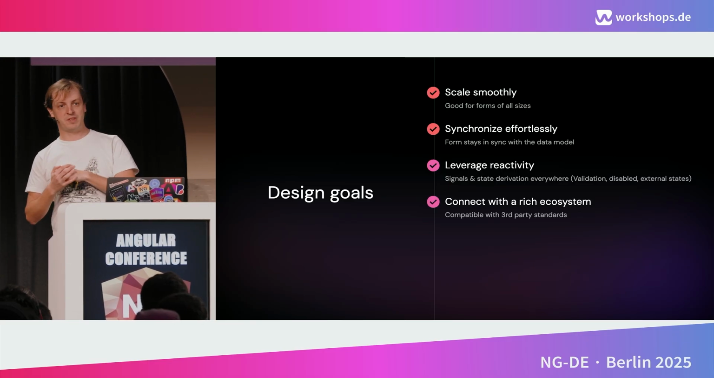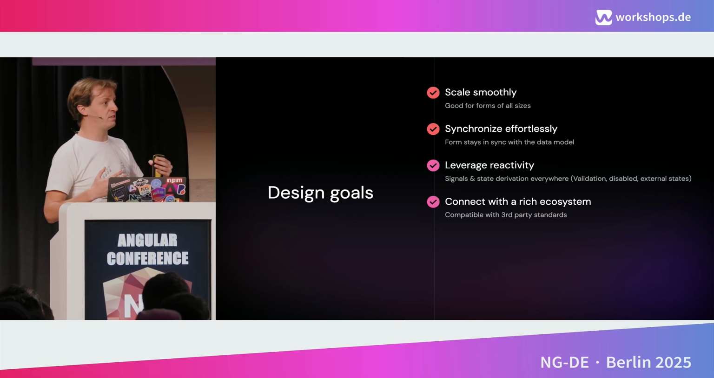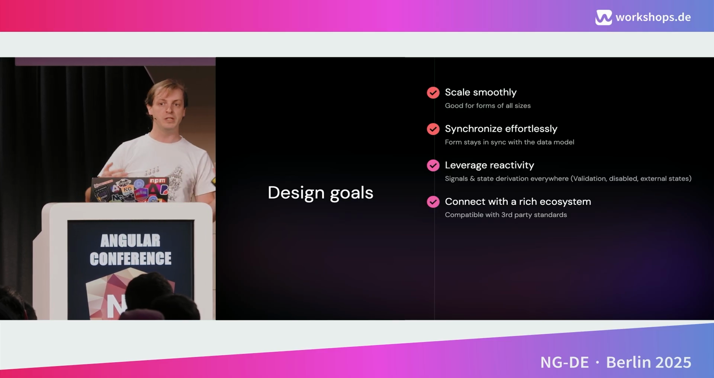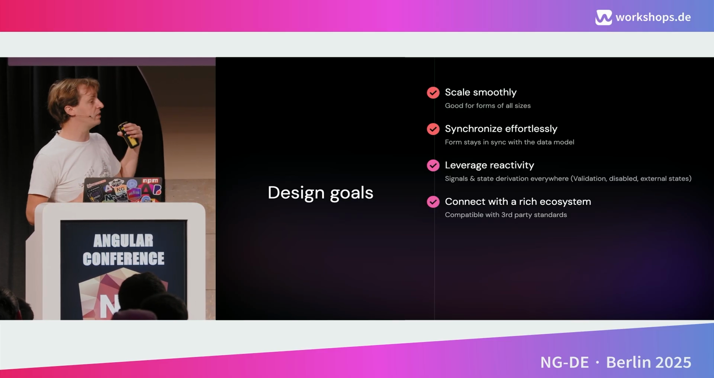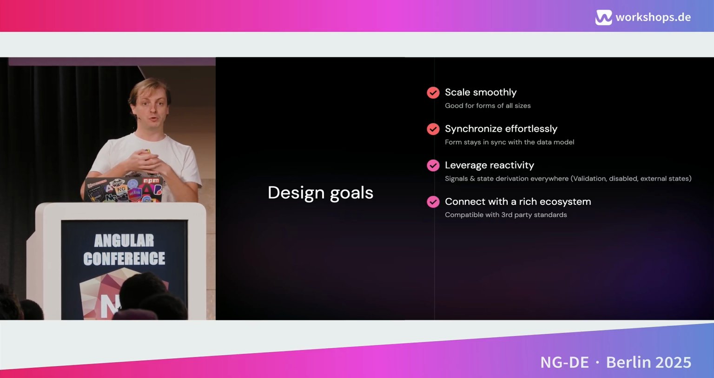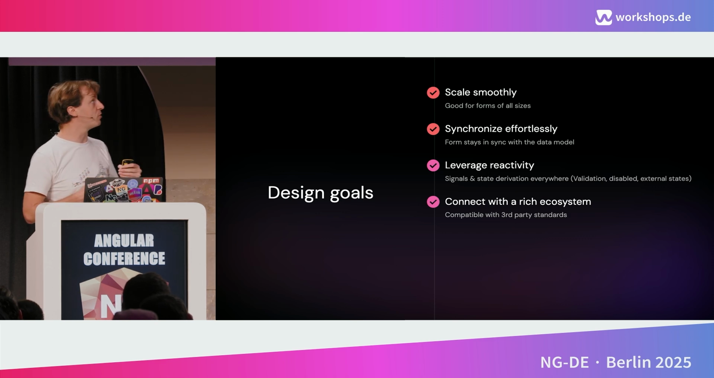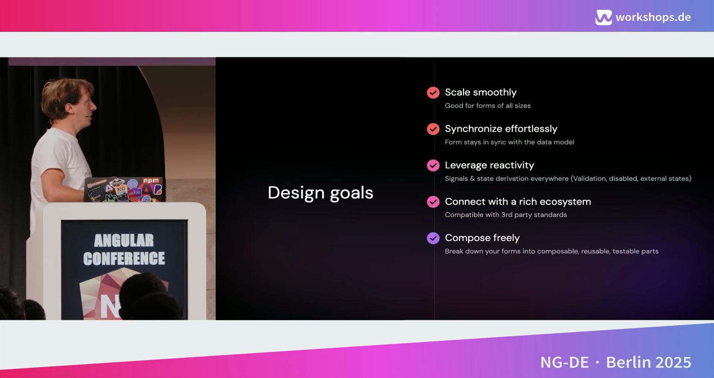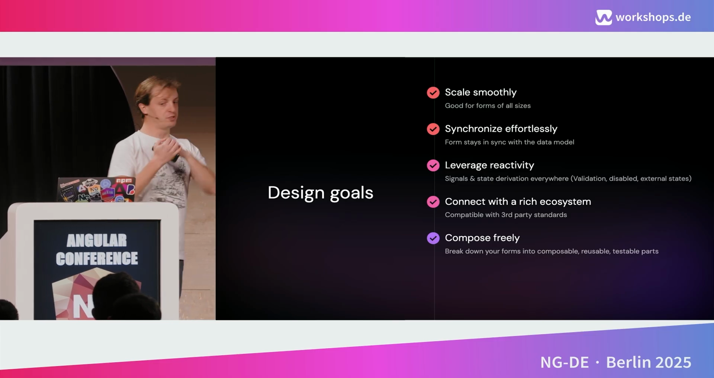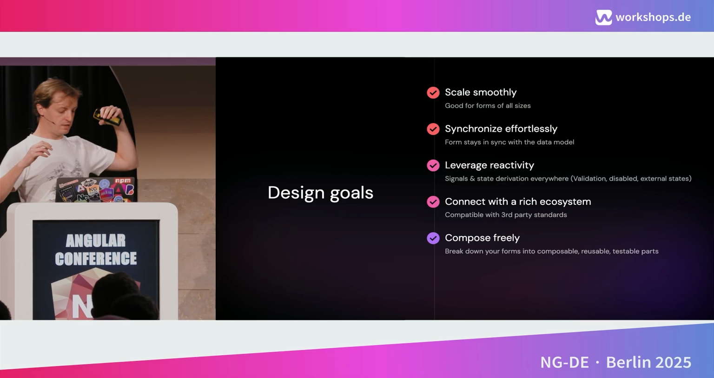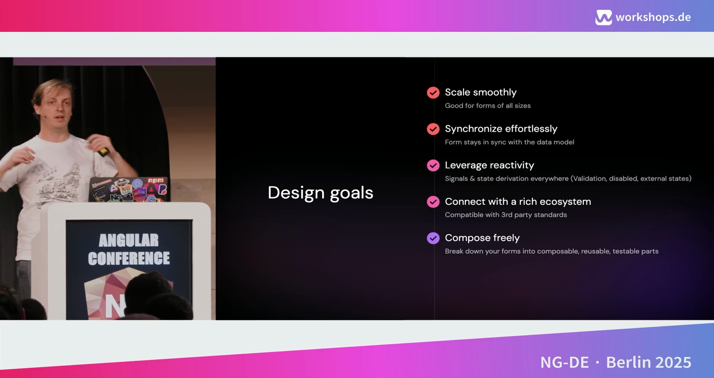Then, also, this is something that is very important to us: we don't live in a vacuum. There is an existing ecosystem that we want to reuse. For example, in forms, you might have libraries like Zod or Valibot that do schema validation. We want you to be able to leverage them, if you already love them, in forms, so you don't have to rewrite some of the most critical parts of forms, like validation. Then, we want you to be able to compose your forms freely, to break them down into composable, testable, and reusable small parts of your application.